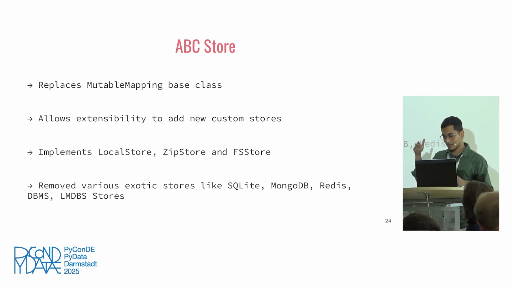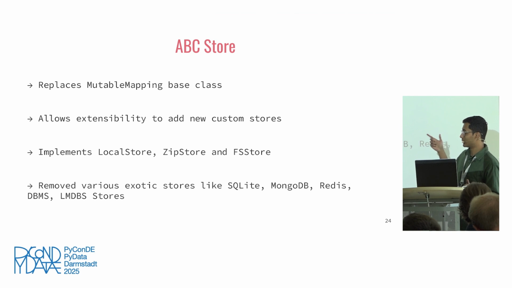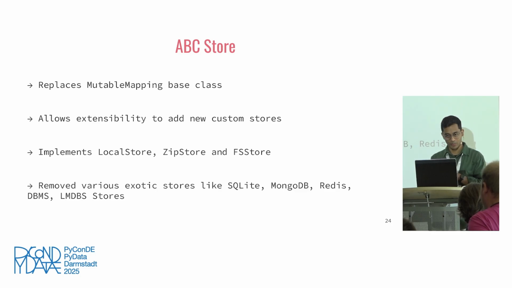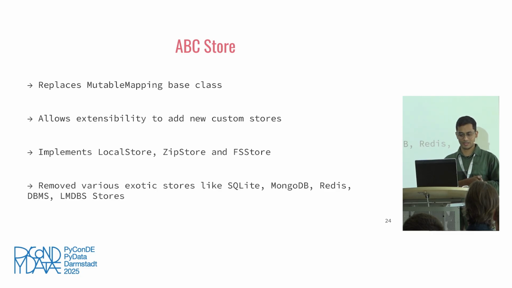The other important part of adding an ABC Store was that previously we had so many exotic stores like SQLite and MongoDB, and it bloated the library a lot. So we wanted to slim the library, make it lean, fast and efficient. So we removed all these stores and only kept the Zip Store, which basically lets you zip the Zarr array into one zip file, Local Store, which is the directory store, and FS Store, which is the remote store.